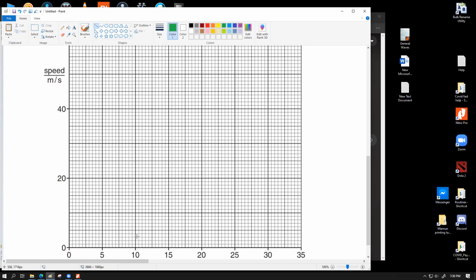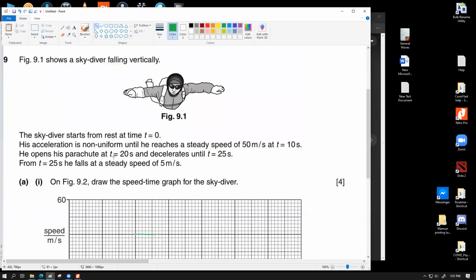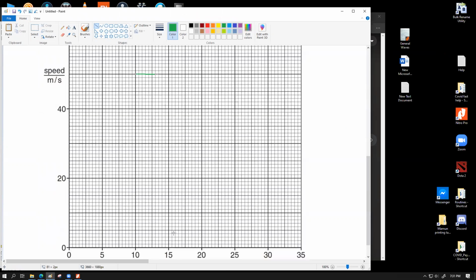We are expecting a uniform velocity of the parachutist from the instance of 10 seconds with a value of 50 meters per second, which means from this point we should expect a horizontal line. For how long, I'm not sure; I'm going to figure that out a bit later. But up to this point we should have non-uniform acceleration. Here it says the human parachute opens at t equals 20 seconds. That means this line should extend up to 20 seconds.